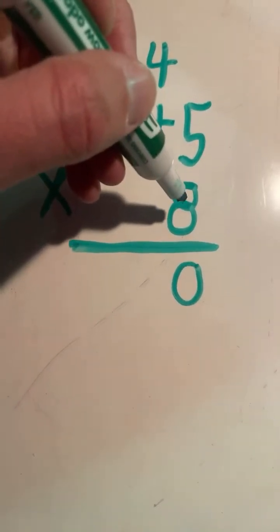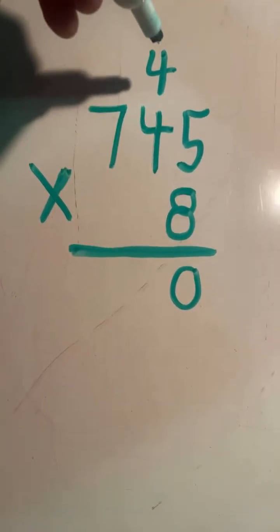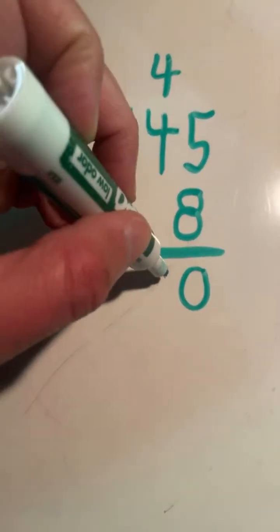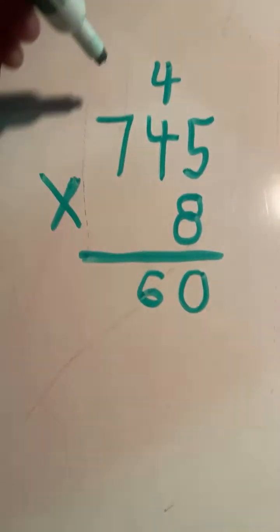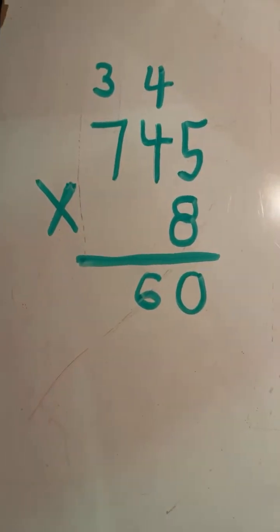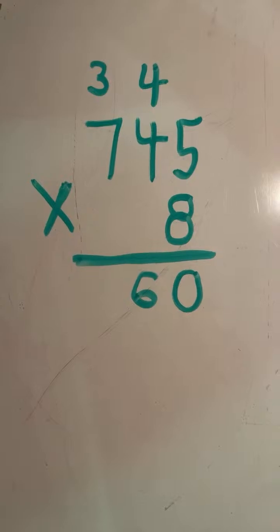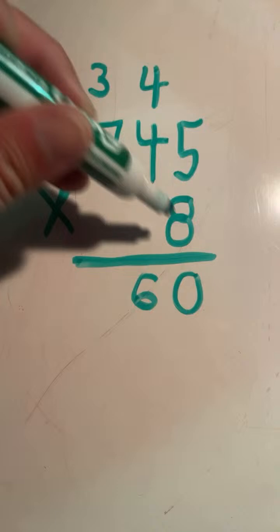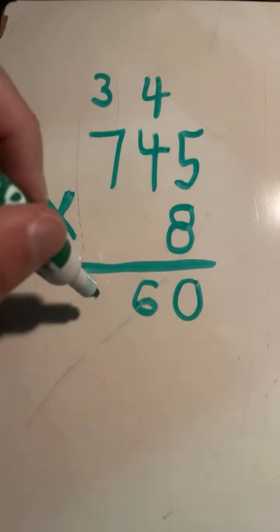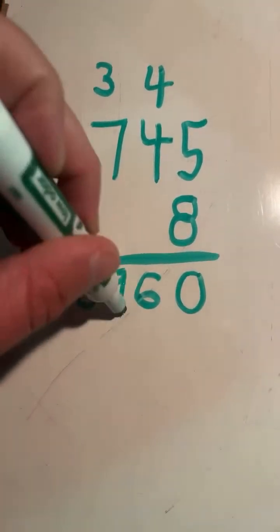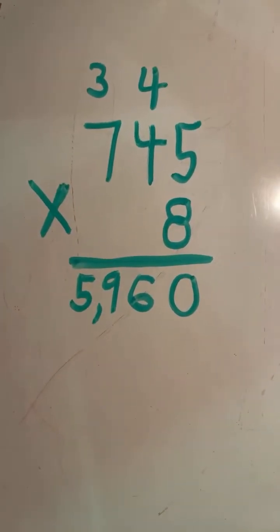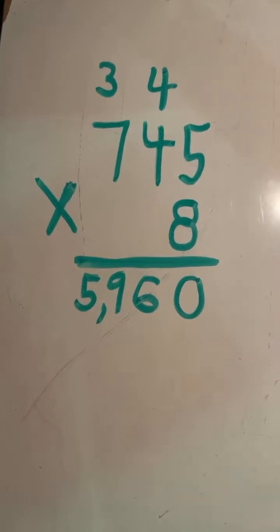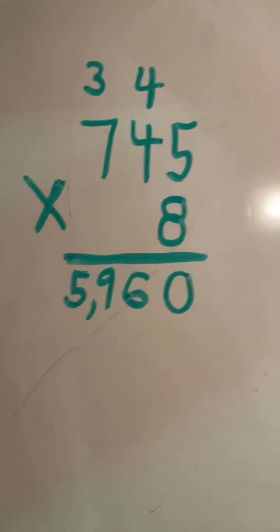4 times 8 equals 32. Plus 4 equals 36. Again, we regroup because our product is more than 10. So the 6 in 36 goes in the tens place. The 3 gets carried over to the hundreds place. 7 times 8 equals 56. Plus 3 equals 59. And we have our final answer. 745 times 8 equals 5,960.